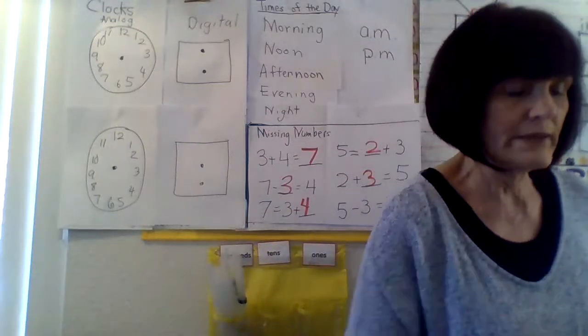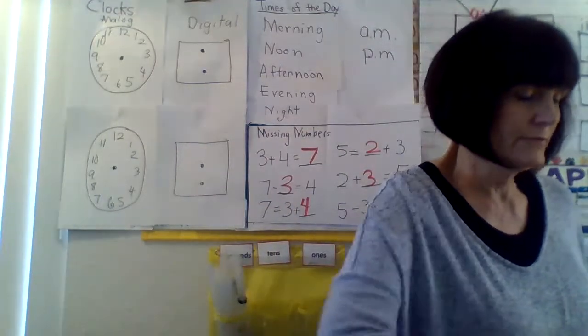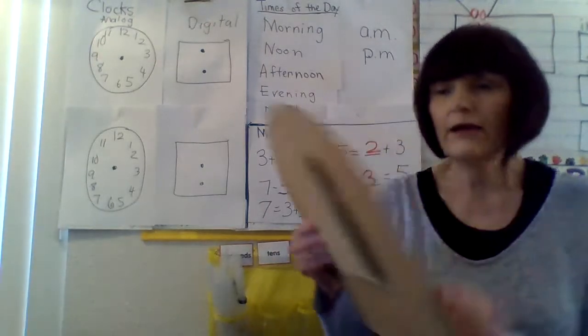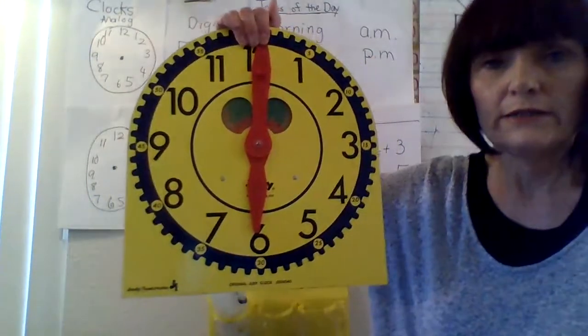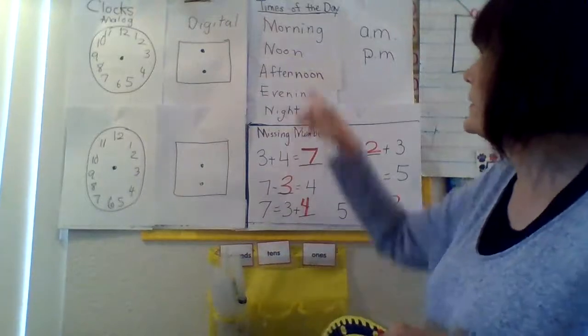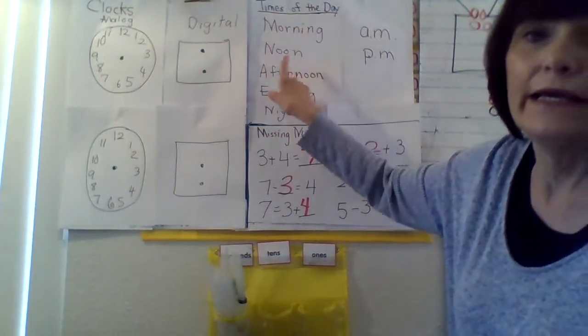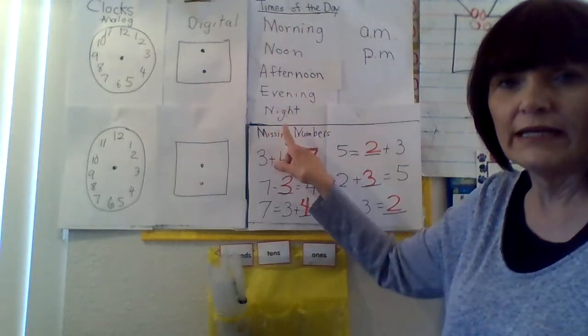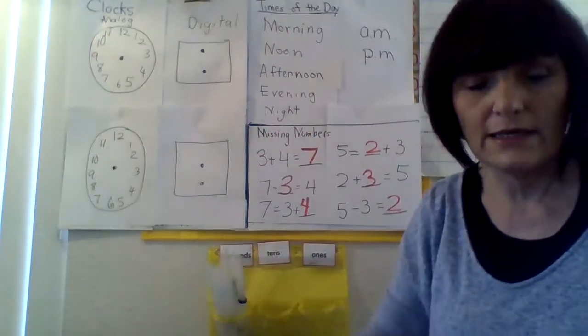All right. Now let's look at this and let's do some times, all right? Well, let's see. I got up very early this morning. I got up at 6 o'clock this morning. So put your clock on 6 o'clock. All right, when you get up in the morning, here are the times of the day. Morning, noon, afternoon, evening, and nighttime.